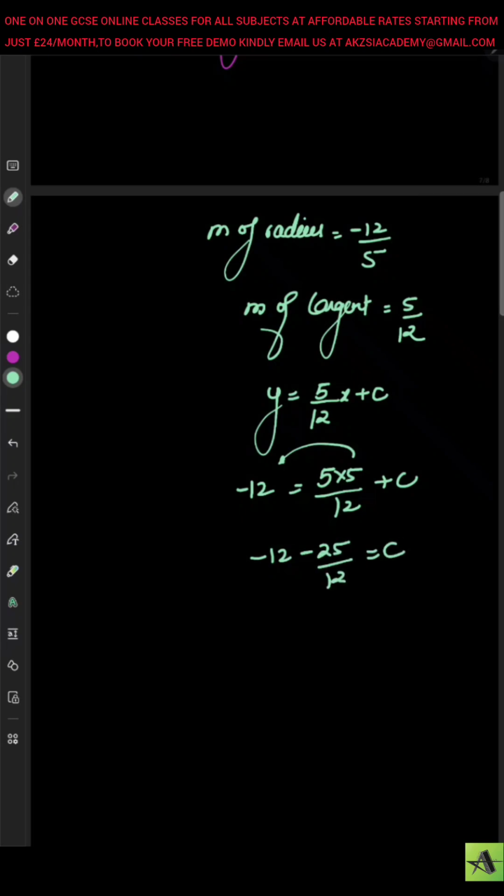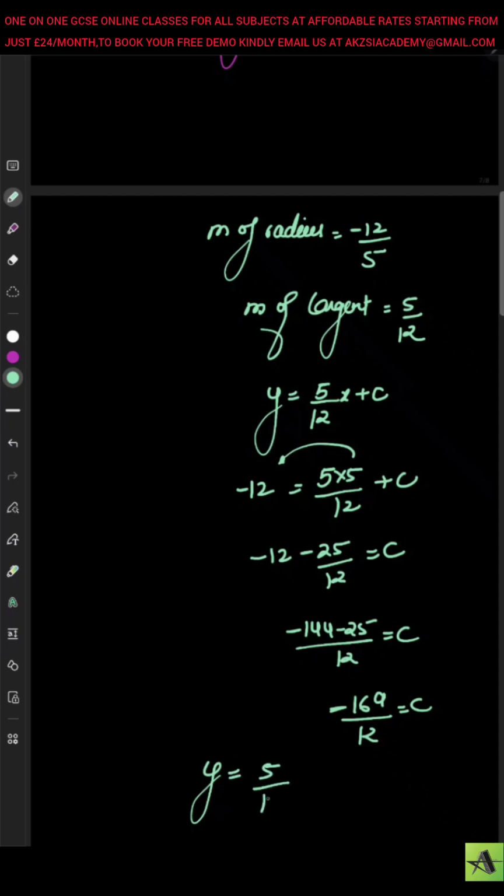There was another way we could have calculated, but this one is much simpler. So minus 144 minus 25 over 12 will give me minus 169 by 12. So my final equation is y equals 5 over 12 x minus 169 over 12. So this was basically the theory of the equation of a circle and the equation of the tangent that will help you in cracking this particular topic in your GCSEs.